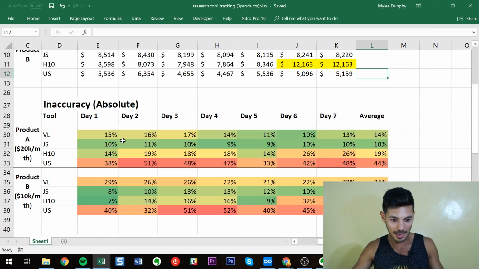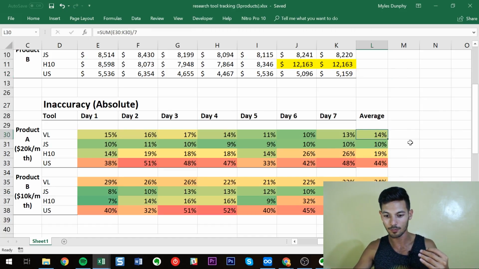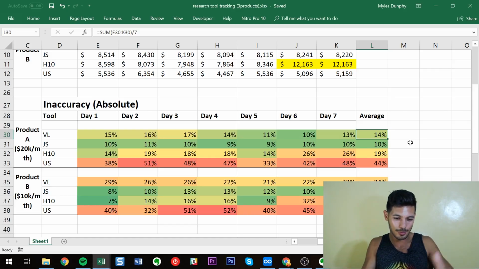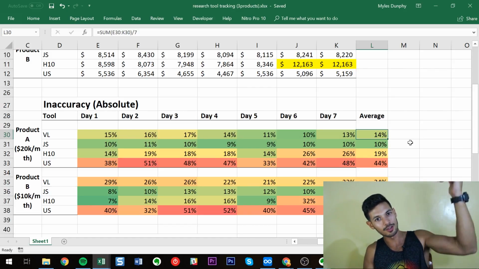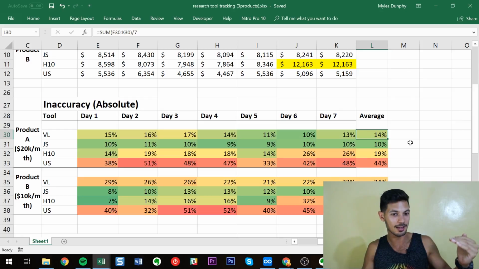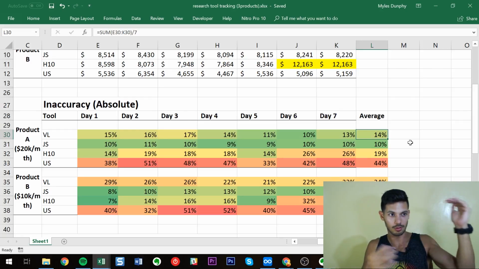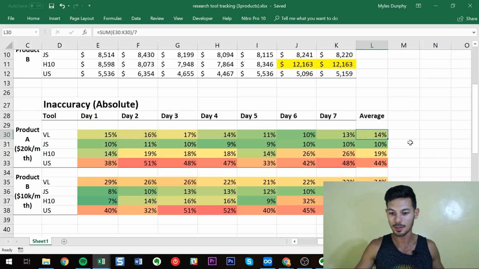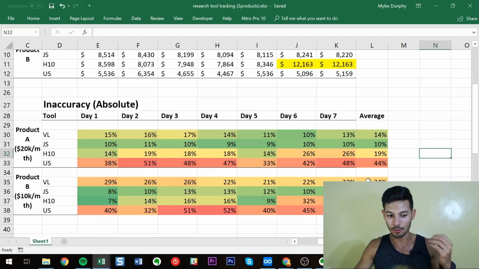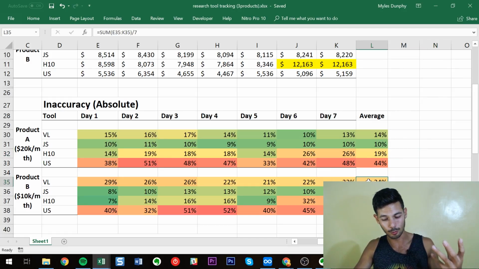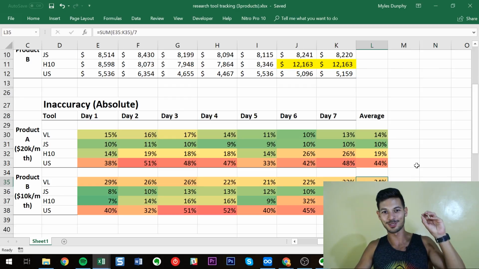So this is the tabulation here. Viral Launch, average inaccuracy for the first product, which was 20K a month, 40% off. And by the way, these are absolute. So whether it was overestimating or underestimating, I just called it misestimating basically. And on the second product, Viral Launch was off by 24%. Now I don't like that, again, because I use Viral Launch.